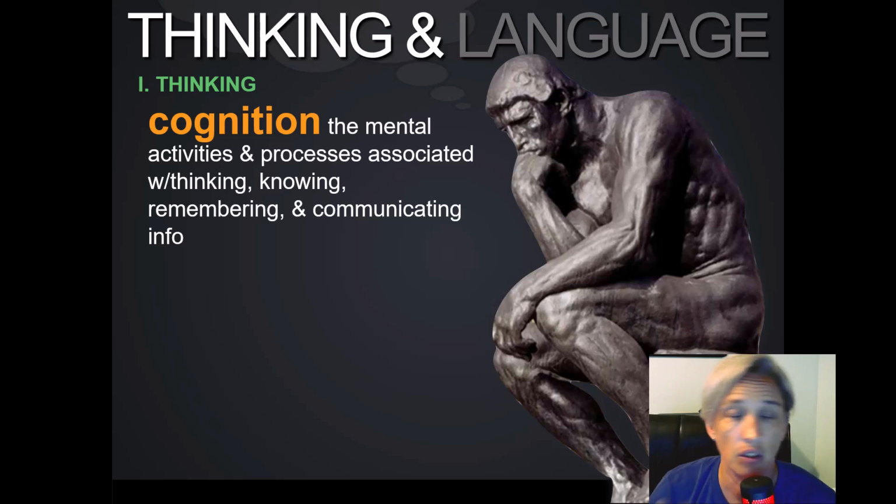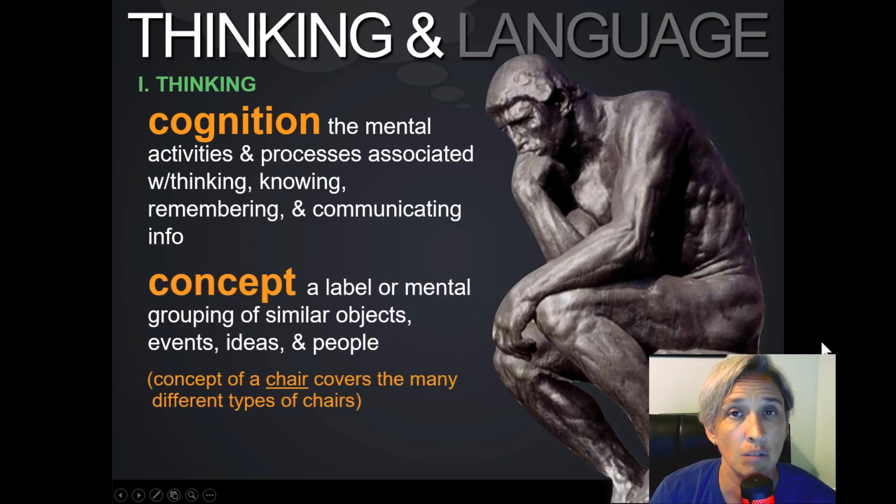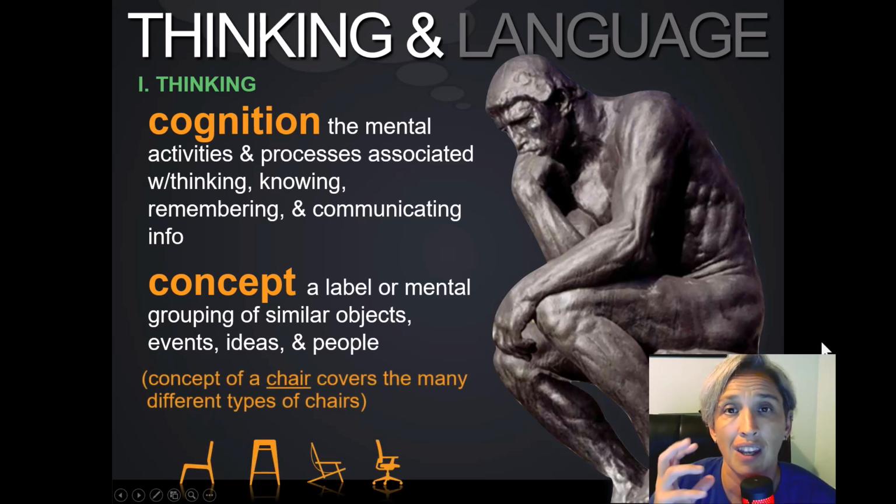So cognition is all our mental processes associated with thoughts, perceptions. It is based on prior knowledge. It is based on experiences. Cognition is based on things that you know, and it is organized into concepts by our brain. Now, a concept is your label or mental grouping of similar events, ideas, and people.